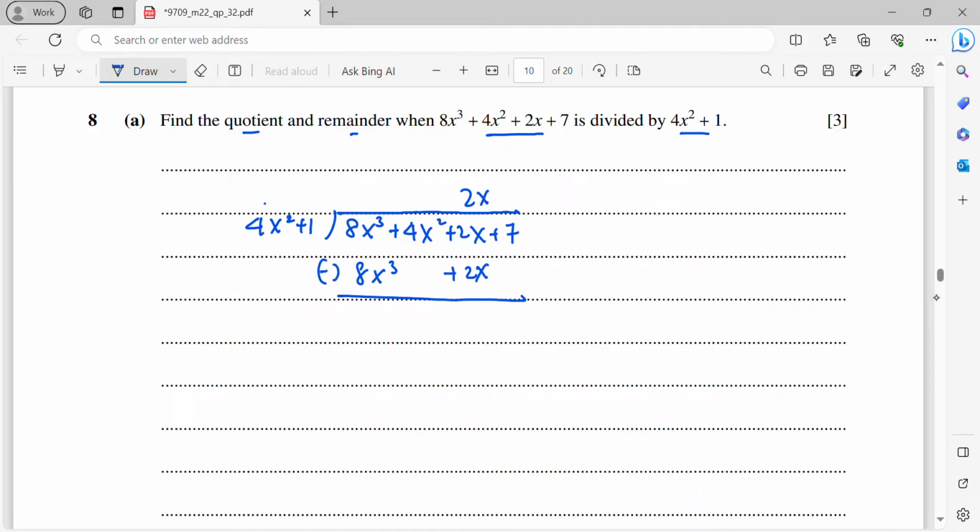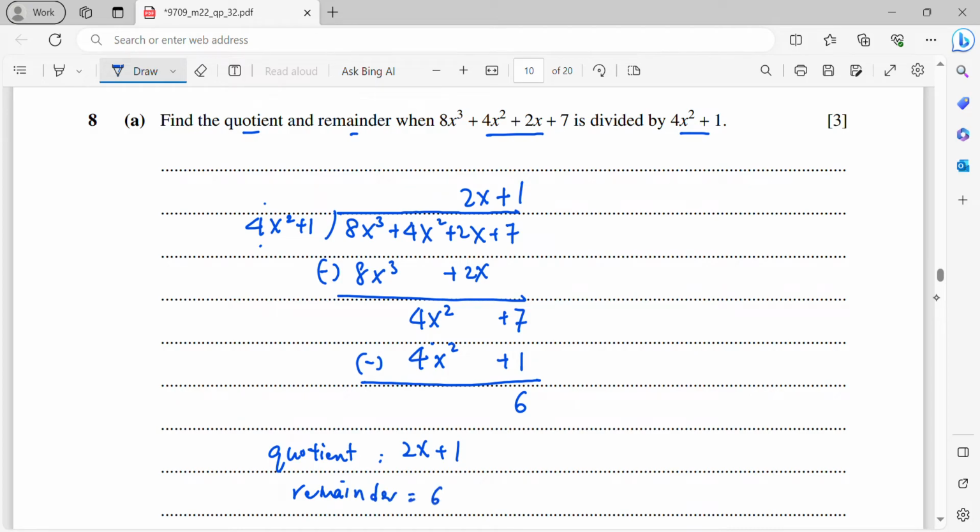Then after that you minus, so the 4x squared will be brought down. 2x minus 2x is 0, then we bring down the plus 7. Now, to get 4x squared from 4x squared, I need to multiply with plus 1. Therefore, you are getting 4x squared plus 1, because 1 times 1 is 1. Then you minus, so 7 minus 1 is 6. Okay, so from here, the quotient is 2x plus 1, and the remainder is positive 6. That's the solution for question A.